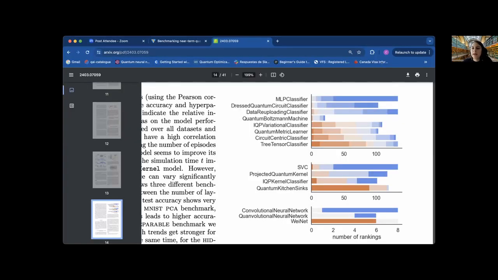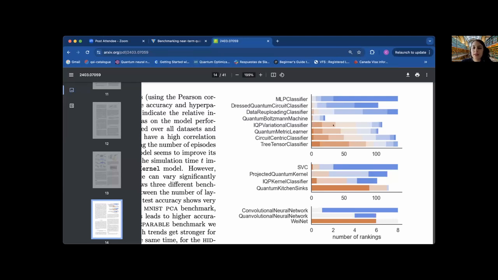So here, these are some examples, and there are many others. In the x-axis you have the number of rankings, so let's say it's like the number of tests. When it's blue, it means that it has performed the best out of the group. And when it's orange, it means that it has performed the worst out of the group. And not all of the tests can be done with all of the algorithms. So that's something important to take into account.